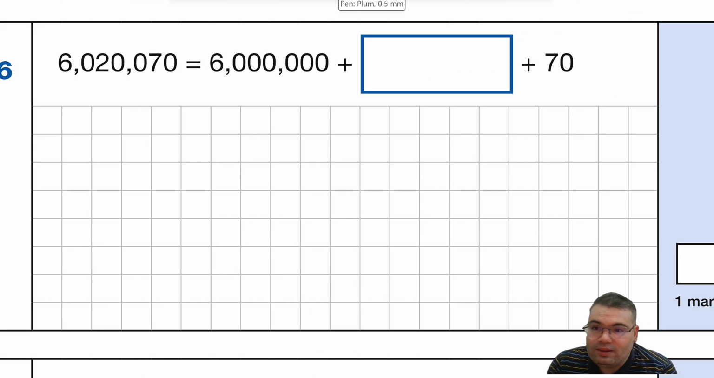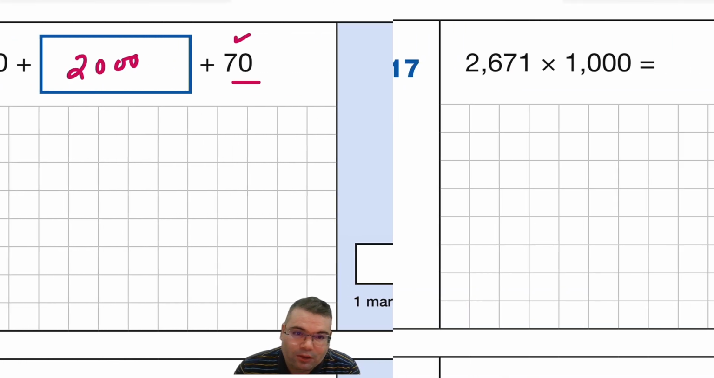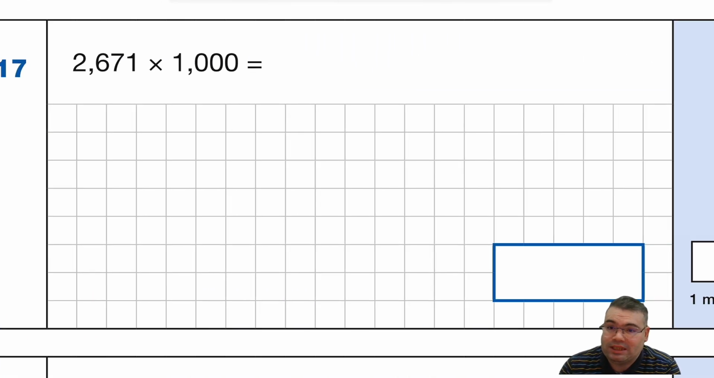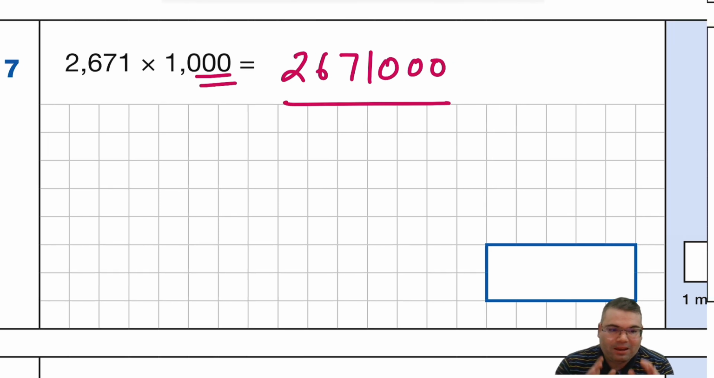Here let's just read. This number is 6,020,070. Right? Now we have to break this number. So this is 6,070,000. Now what should we write here? So we are left with 20,000. So let's just write it 20,000. So this is the next question. 2671 times 1000. Very easy. We know that when we multiply with 1000, we just have to add these 3 zeros at the end. So this number becomes this, right?